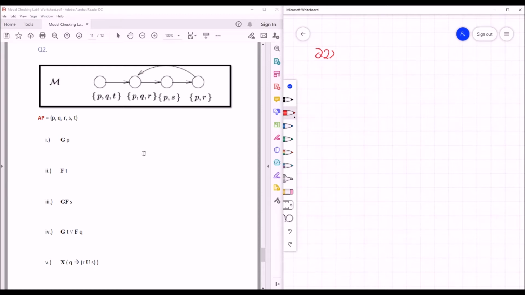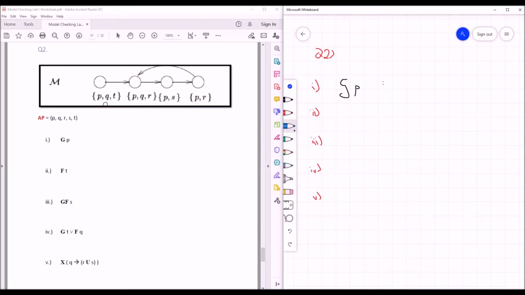So the question is, once more, which of these questions holds true? So, first question is G of P. So is it true in this model that P is always true? Well, let's see. Let's check.